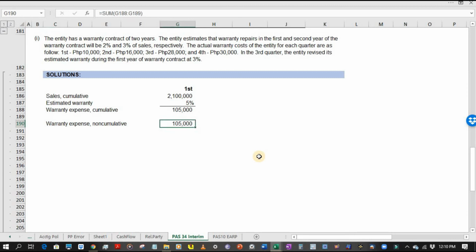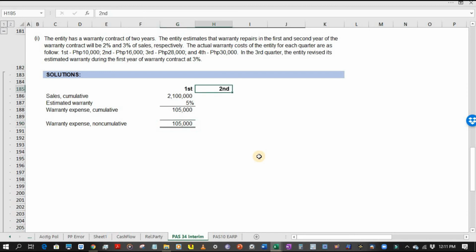So I have a cumulative amount and non-cumulative amount. Why do I need to present a cumulative amount? Because we have a revision of the estimated warranty expense during the year. And this will facilitate our computation later on. So now let us proceed to the second quarter.